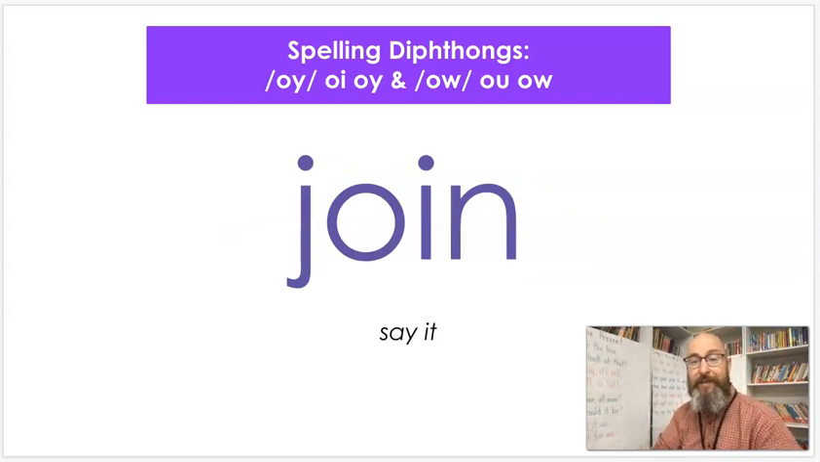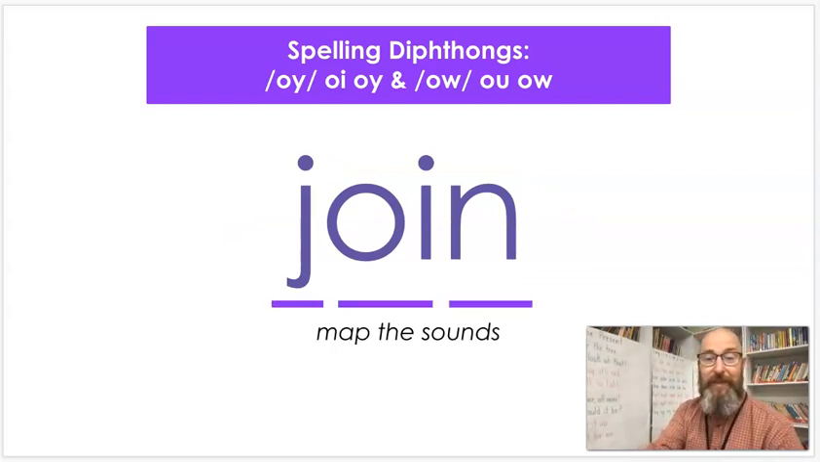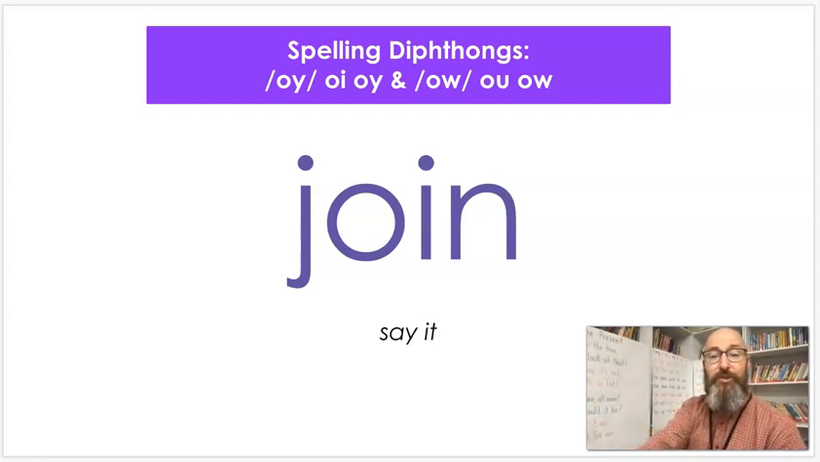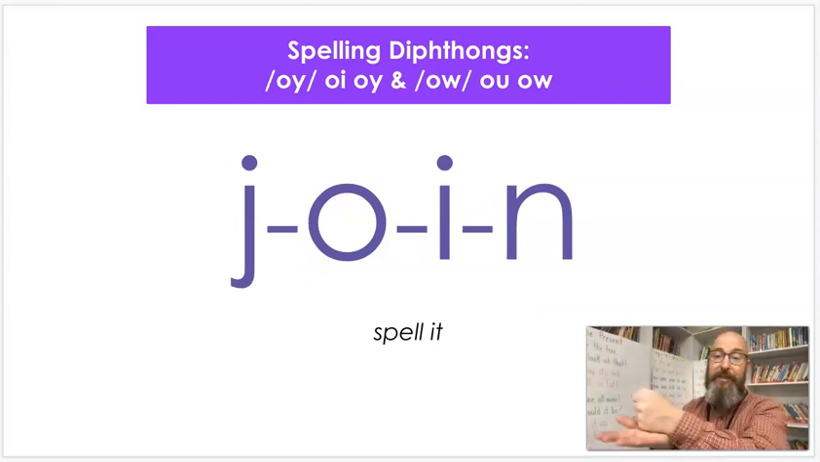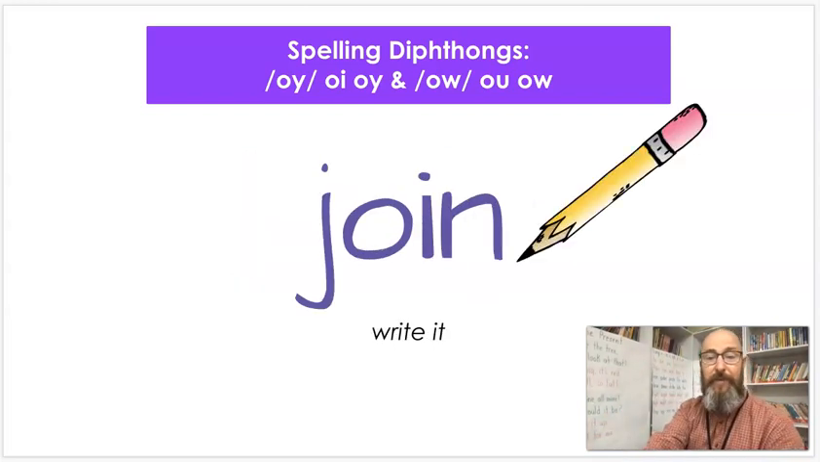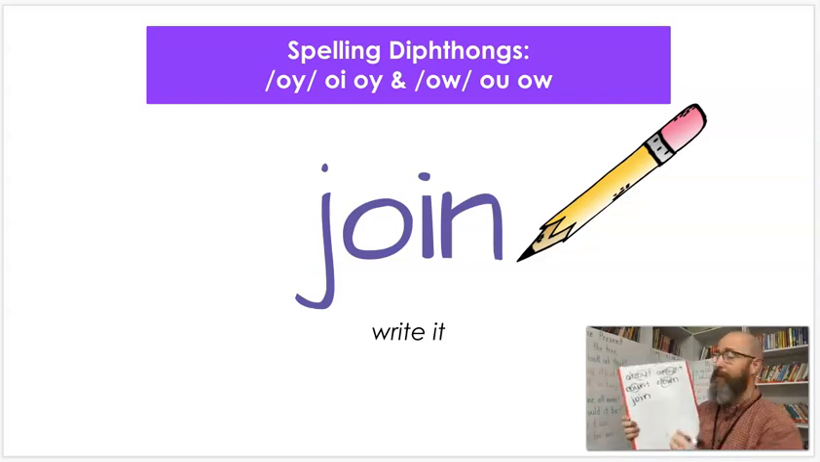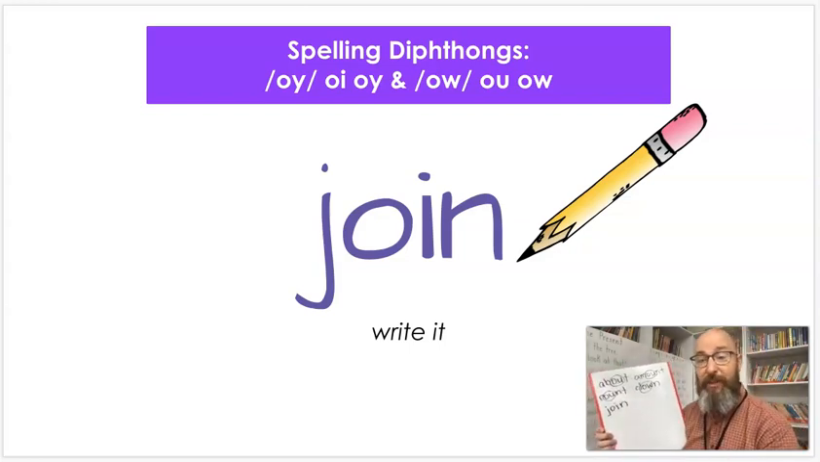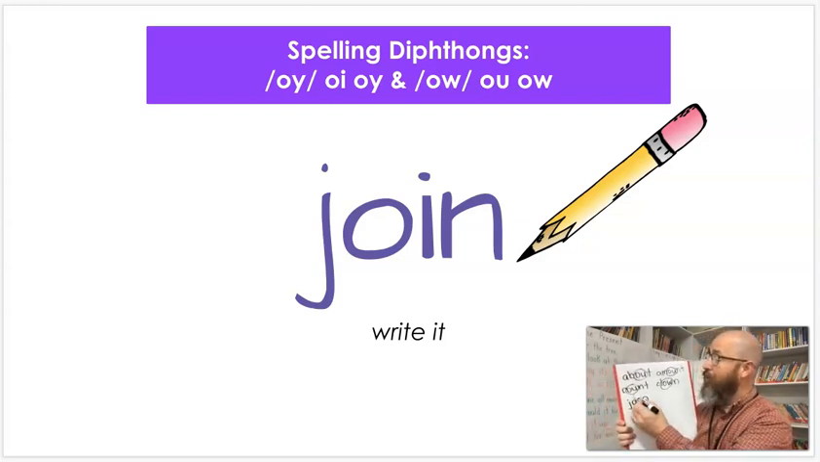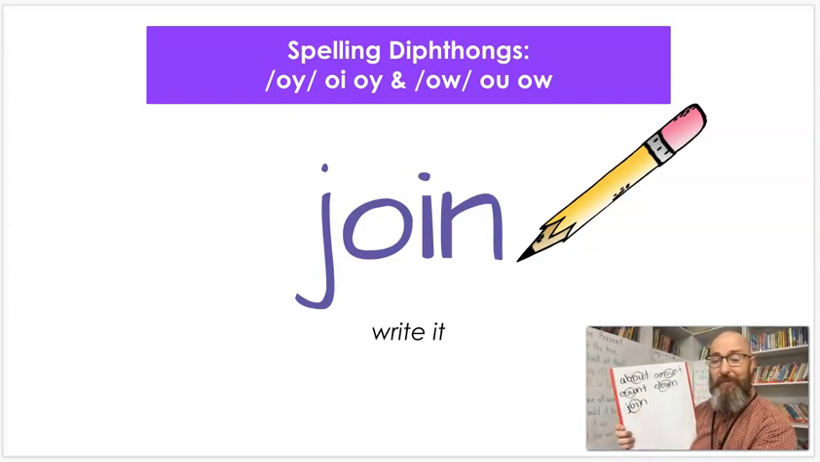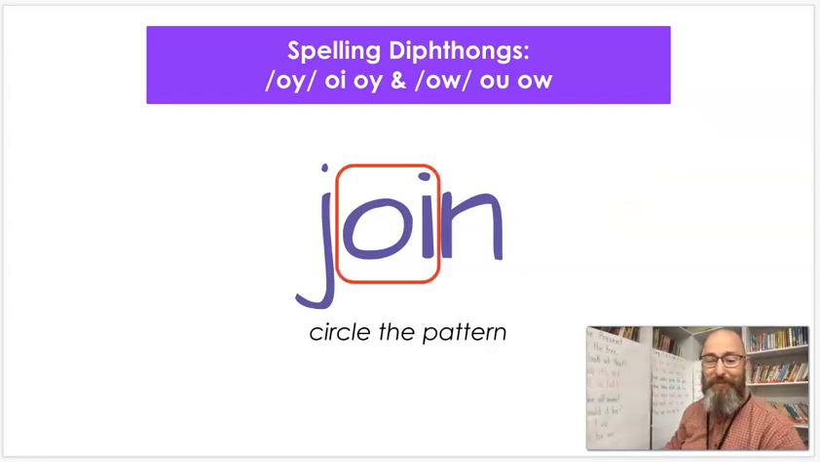Our next word is join. Say join. Map the sounds. J, oi, n. Join. Spell it. J-O-I-N. Join. Write it. J-O-I-N. Join. Now, on this one, I don't hear an ow. I hear an oi. What letters say oi? We saw earlier that it was O-I. So you would have circled O-I on your word.